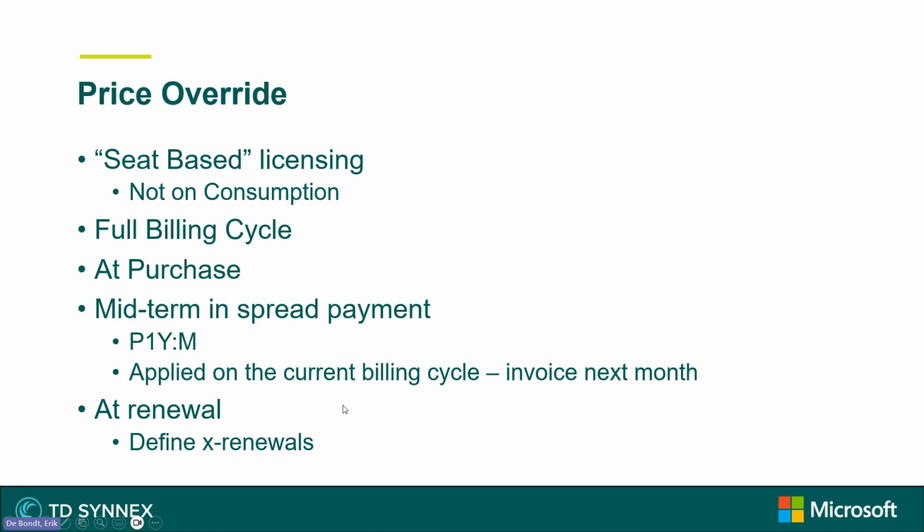Or at renewal, where you can define X renewals needs to be done. So you can say, yes, this customer gets a special price for now, and let's say for the next year, so for the first renewal, and then it stops. That you can also define in the price overrides.